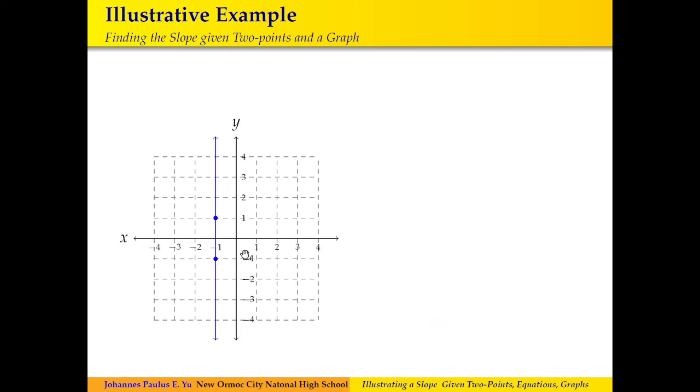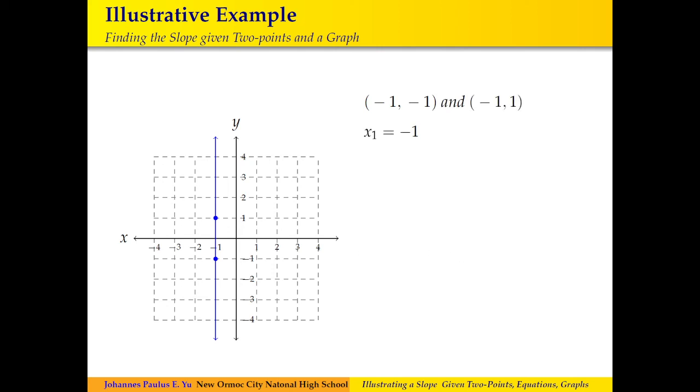For the fourth example, so, ito naman, there is no change in x, only change in y. And it's parallel to the y-axis. So, change in y is 1, 2. But there is no change in x. So, 2 divided by 0, that is undefined. So, check natin. For the first coordinate, we have negative 1, comma, negative 1. For the second coordinate, we have negative 1, comma, 1.